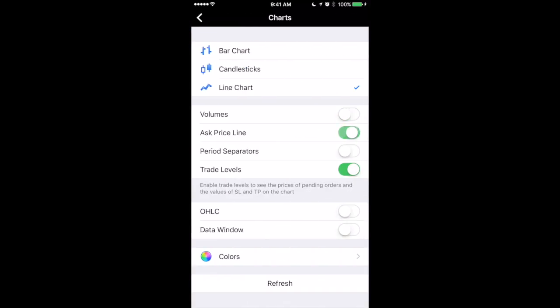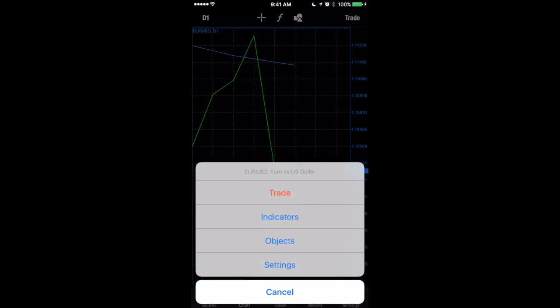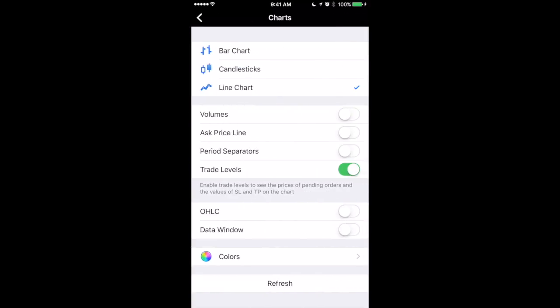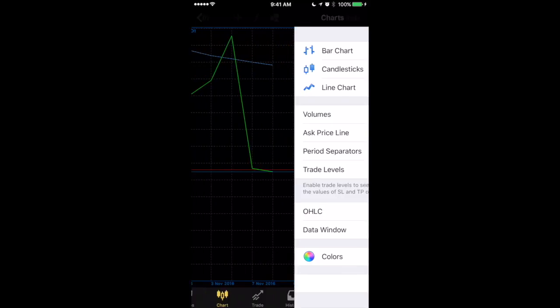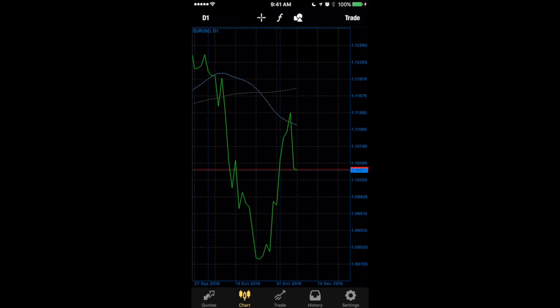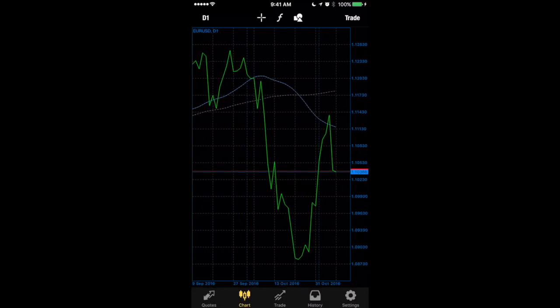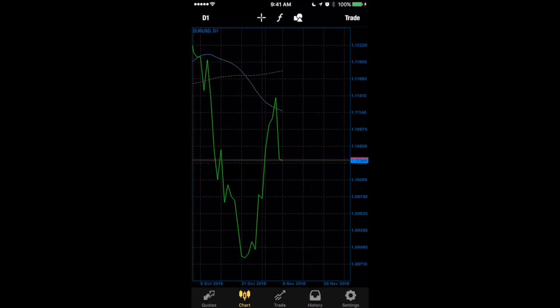So a lot of people traded compared to today, not that much, but the day just opened. Ask line, so that's just showing like the spread. So right now it's just the bid price, and then turn that on because I like to see it. Period separator, because we're on a daily chart, it's going to show the weeks. So that's the blue dashed line. That's just a week.